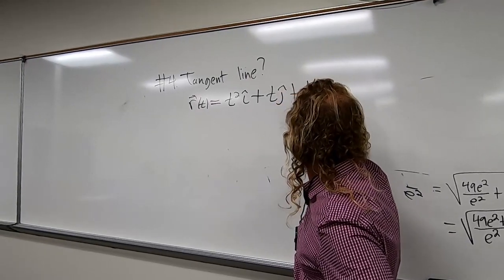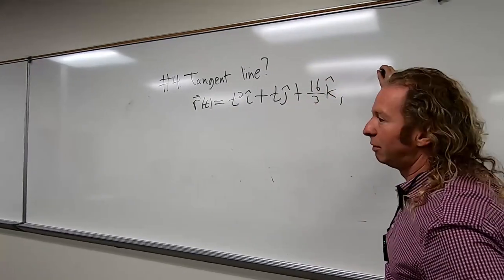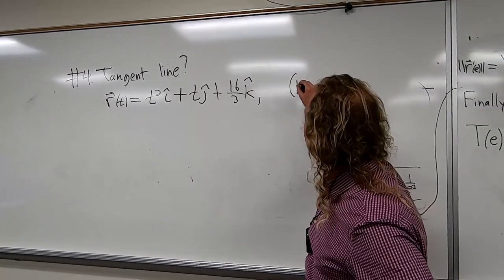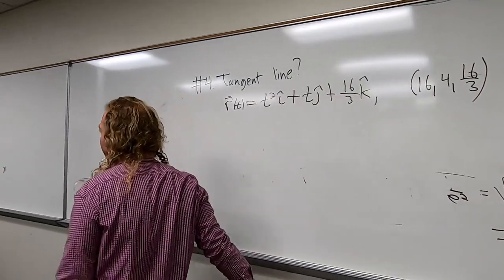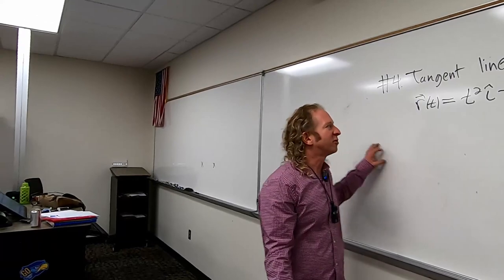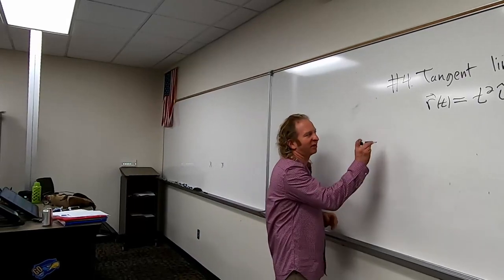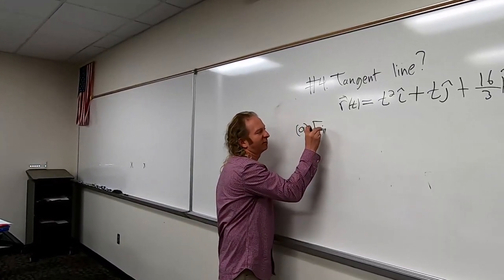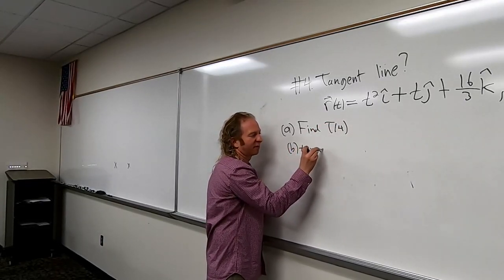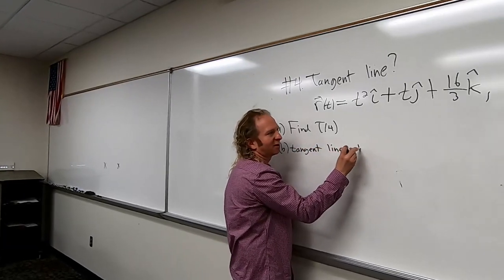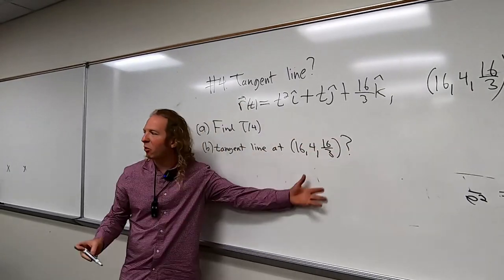So 16 over 3. Oh, there's no t? Okay. And did they give you anything else? 16 over 3. So they're really nice because they have you find T of 4 first, I'm guessing? Yeah. First they have you find T of 4, and they want the tangent line. So I suppose that, just to be consistent on an exam, I would have to do that as well. So find T of 4. And then b, tangent line at 16 over 3. So we'll have to find the parametric equations for the tangent line.